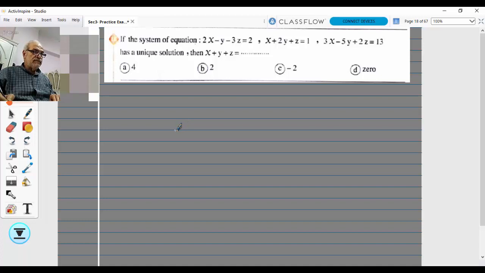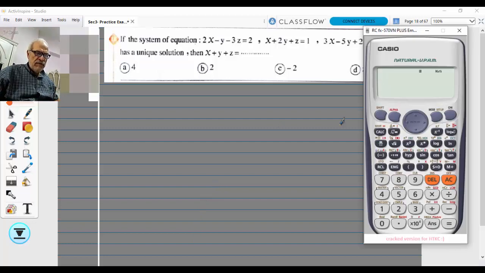Next question. Question number 18. If the system of equations 2x minus y minus 3z equals 2, x plus y plus z equals 1, 3x minus 5y plus 2z equals 13 has a unique solution, then x plus y plus z equals. Directly we can solve this equation using the calculator.